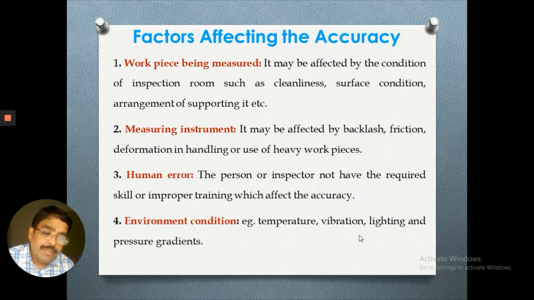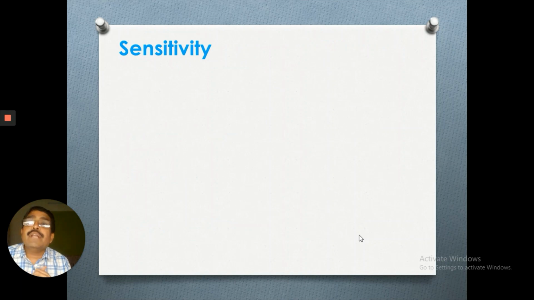Environmental condition. Now see what happened. Environmental conditions should be uniform. Wherever we are measuring any job with that instrument, if you maintain a temperature of 20 degrees Celsius, then only the same reading will get repeated. If there is a variation in the temperature, naturally thermal expansion will take place and the accuracy will get affected.